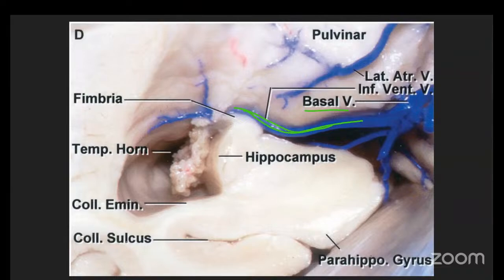Then you can see the collateral eminence, which is the projection of the collateral sulcus on the inside of the temporal horn. You also see the choroid plexus. And if we cut this open, we are going to find the fimbria somewhere here. On this lateral side, there's going to be the tail of caudate and some portion of the thalamus.